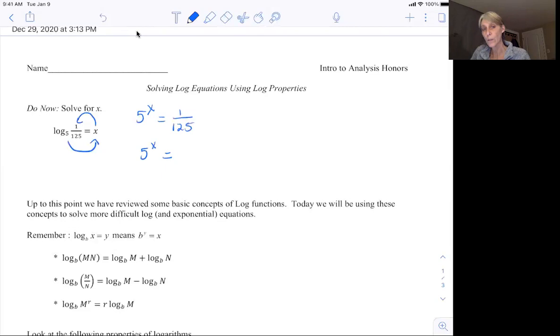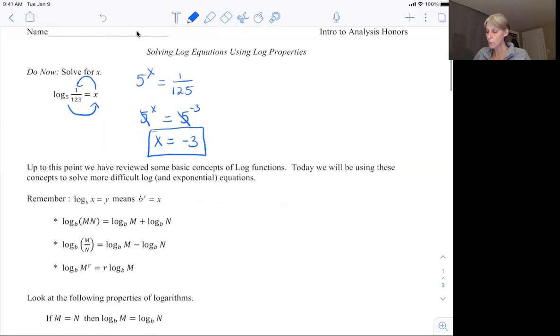So to rewrite 1 over 125 as a power of 5, it's going to be 5 to the negative third power. Cancel our bases, and we get x is equal to negative 3. And remember, we just give a quick check. Since our variable was on this side, it doesn't matter. These are the ones that have to be positive. So we're okay, and we can keep our answer.